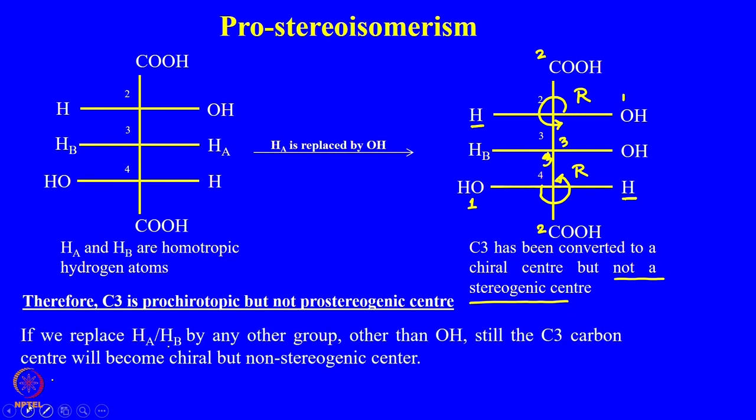And if we replace HA or HB by any other group, say chlorine, bromine, whatever, other than OH, that C3 carbon center will still become a chiral but non-stereogenic center.